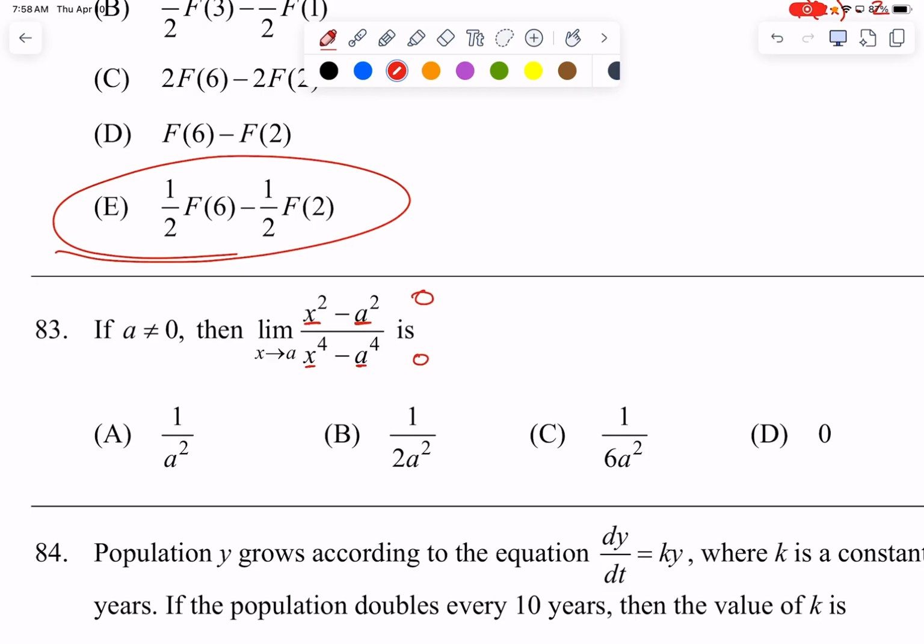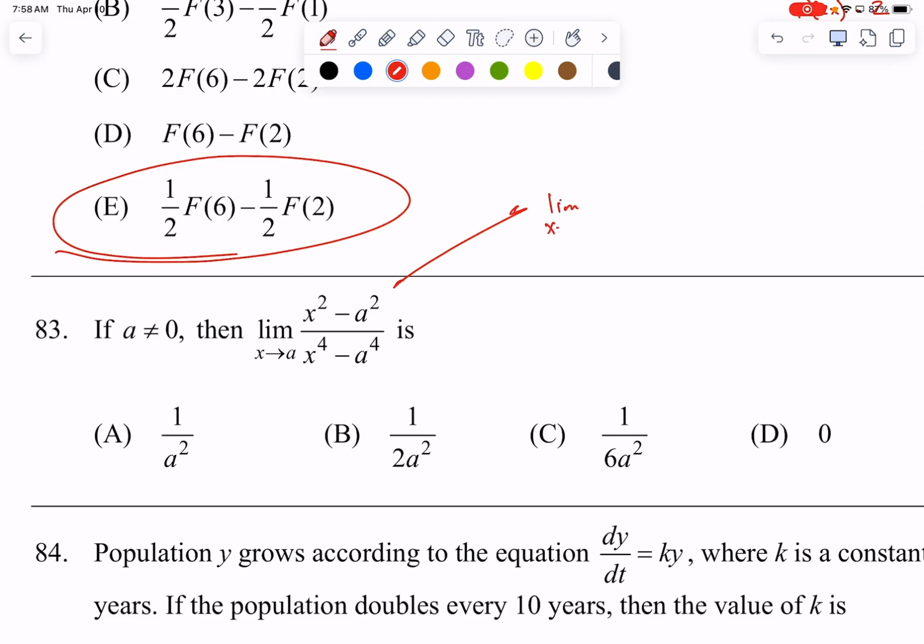You could use L'Hopital's rule if you wanted to. L'Hopital's rule is: take the derivative of the top, take the derivative of the bottom, and then try direct substitution. Or if you wanted to, you could factor cancel and do this. Which way do you want to do it? I don't really care. Let's do L'Hopital. How about I do it both ways, and then you can decide which way you like better.